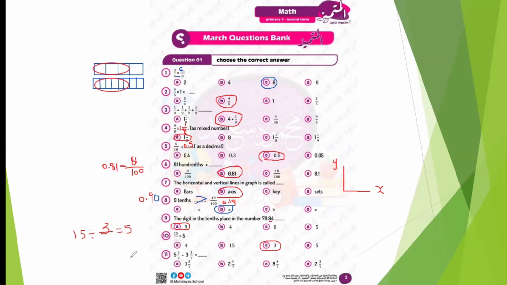11. 5 and 3 out of 7 minus 3 and 1 out of 7. I have the same denominator. I can subtract 5 minus 3 equals 2. And I will put the same denominator and subtract 3 minus 1 equals 2. So the answer is 2 and 2 over 7.